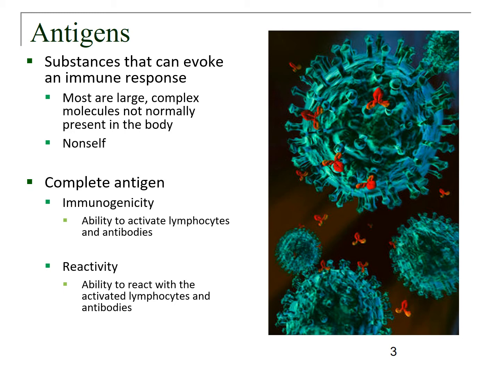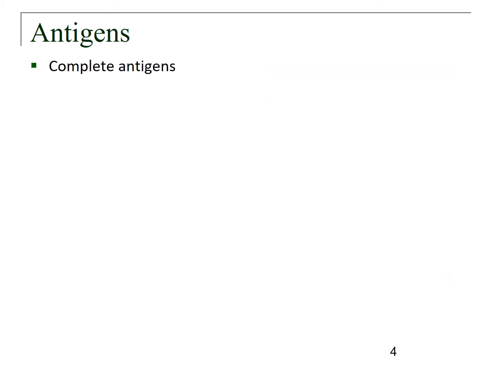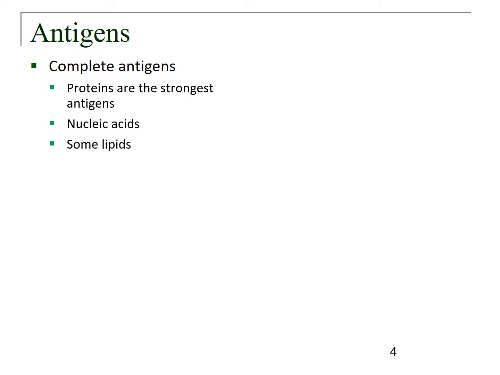A complete antigen also has reactivity. In other words, it has the ability to react with activated lymphocytes and antibodies. And so basically, you have to be able to be bound by lymphocytes and antibodies for the immune system to work. And so that's the reason why a complete antigen not only has immunogenicity, in which it can activate lymphocytes and antibodies, but it also has to be able to be bound by these lymphocytes and antibodies. And so what is a complete antigen? Proteins are the strongest complete antigens. Nucleic acids can be complete antigens, and some lipids can be, and also large polysaccharides.